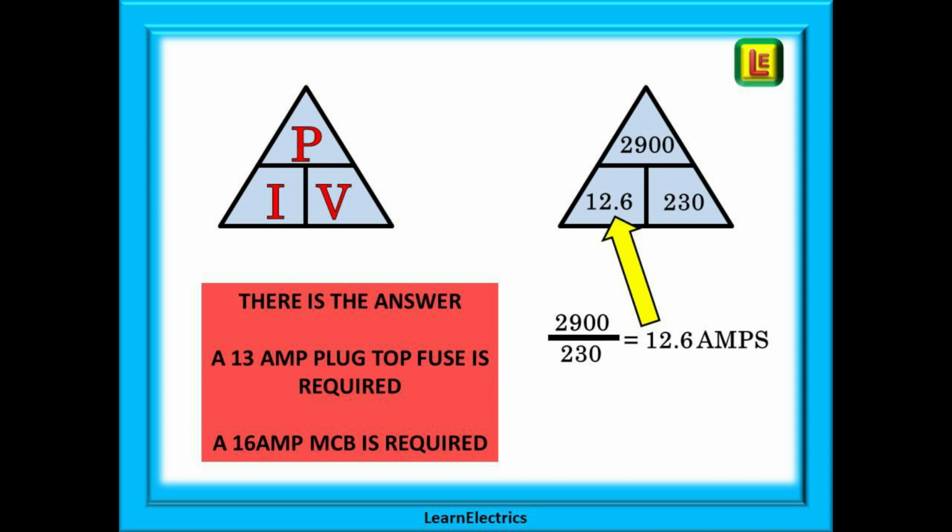At 12.6 amps we would fit a 13 amp plug top fuse, and as the oven is to have its own circuit, we would install a 16 amp circuit breaker in the consumer unit.